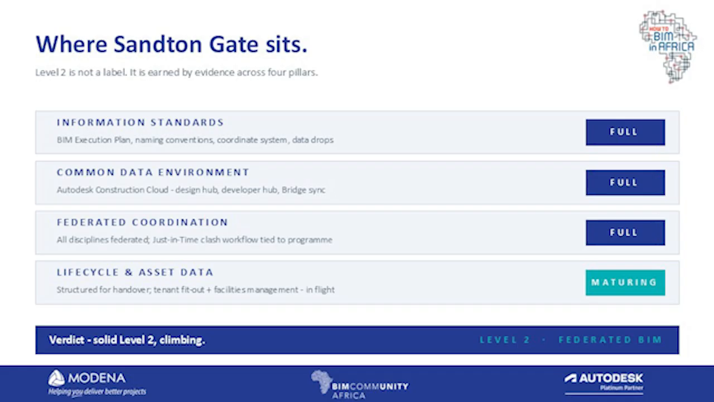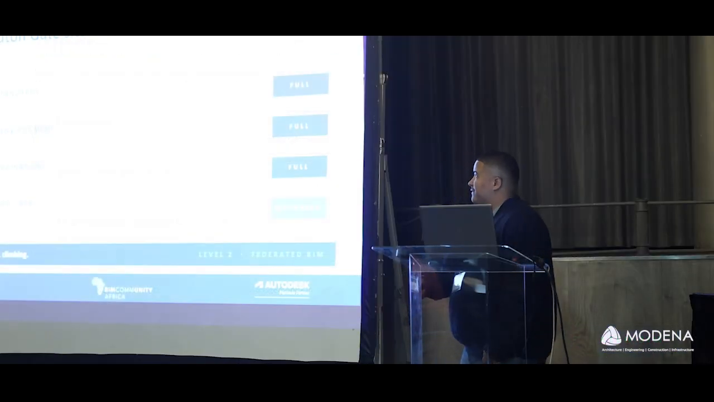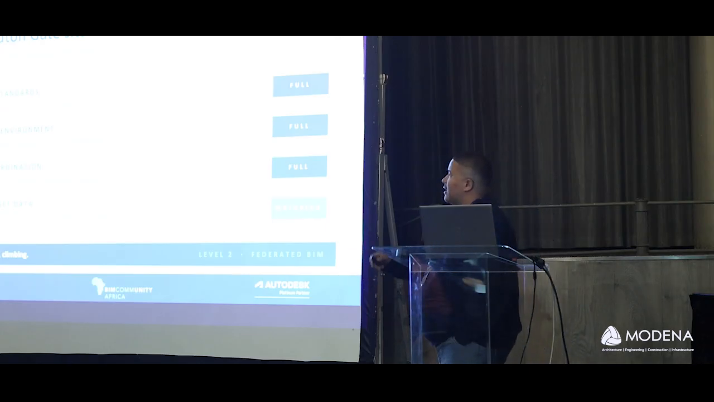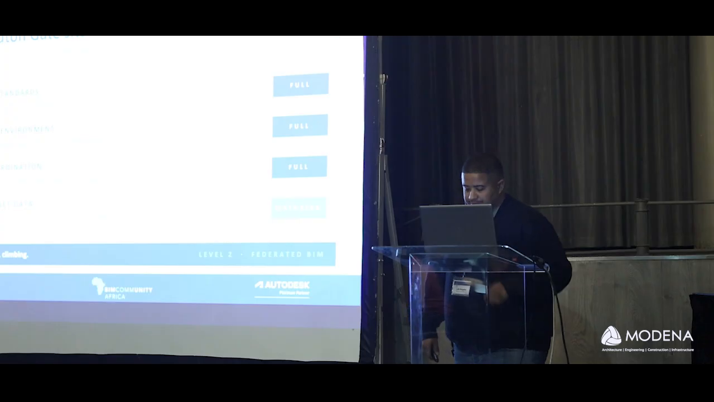As mentioned, it's a solid level 2. We hit the mark on shared standards, the coordination, from information standards, how we coordinated in 2 different common data environments. And then after, heading to federation coordination. And lastly, the handover cycle, which is where asset data is captured.